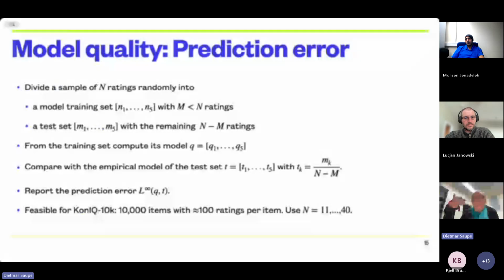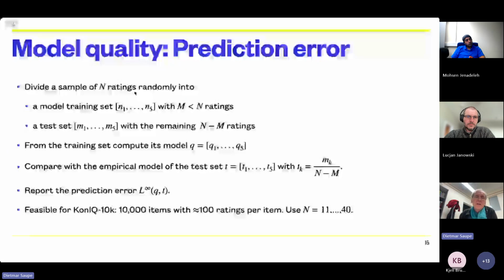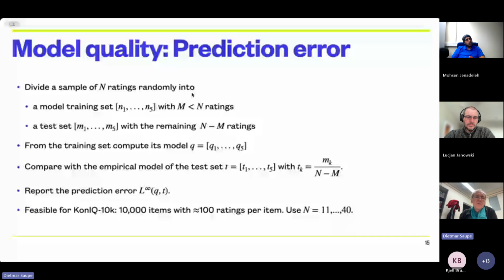Okay, now the other type of analysis was, can we show that our model is better than the empirical model that we just take straight from the data? So for this, we have to analyze the prediction error. In other words, we generate a model from our data, and then the model should predict unseen new ACR ratings that were not seen by the model or by the training. So for this, we take a sample of n ratings from Konic 10K in this case, and we subdivide it randomly into 2 subsets, a training set and a test set.